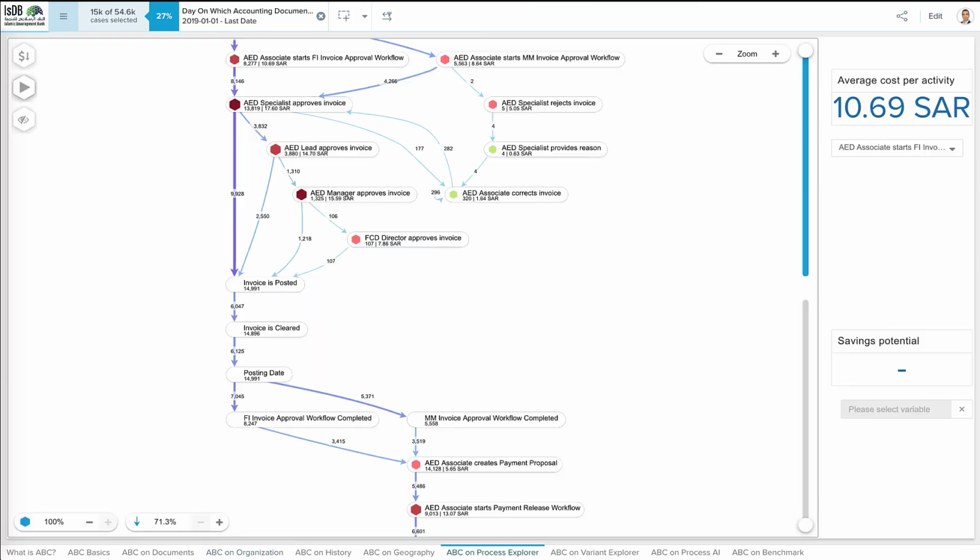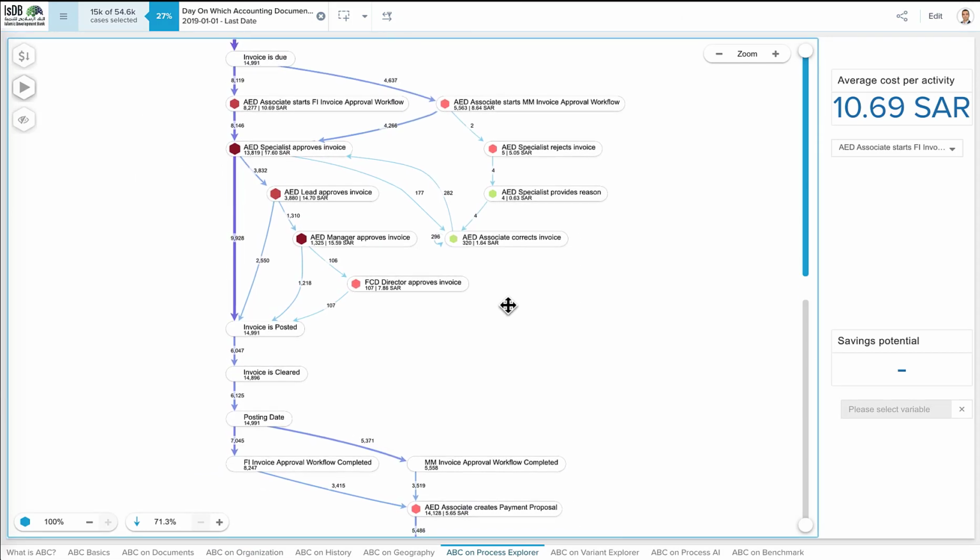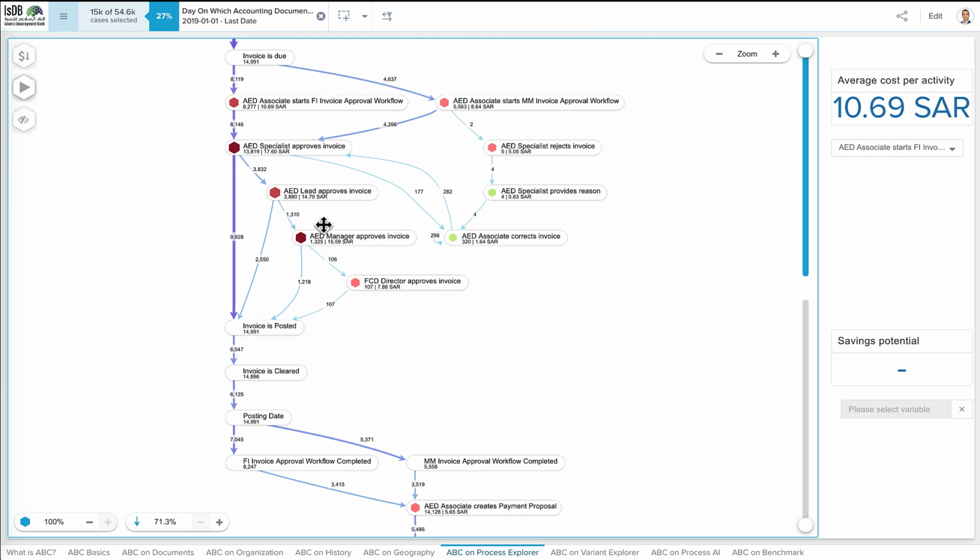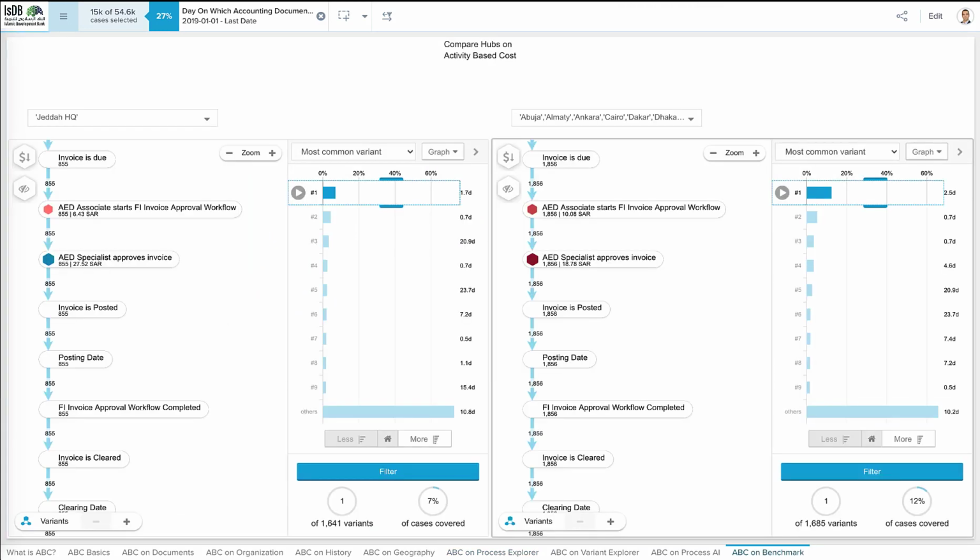By projecting the cost on the process diagram, we get insights about which parts of the process are most expensive and how best to optimize the process. We can also compare processes from 2 locations, taking for example Jeddah as benchmark and comparing with various hubs.